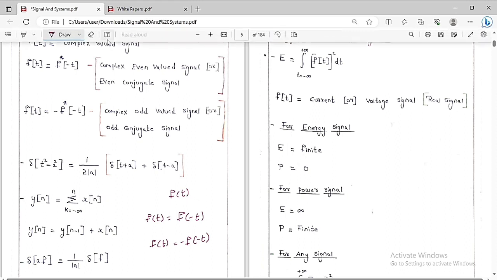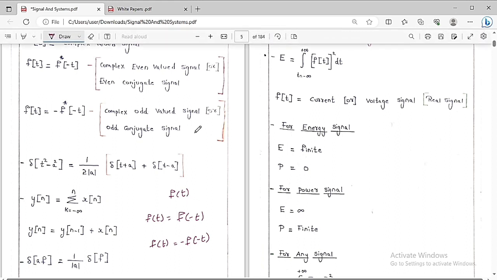Suppose it's a complex valued signal, meaning there is a j imaginary part. Then how to define that? I already told you, replace f of minus t by f conjugate of minus t. So if f of t is equal to f conjugate of minus t, then it is a complex even valued signal or even conjugate signal. If f of t is equal to minus of f conjugate of minus t, then it's a complex odd valued signal or odd conjugate signal. Same thing: this is for the real valued signal and this is for the complex valued signal.